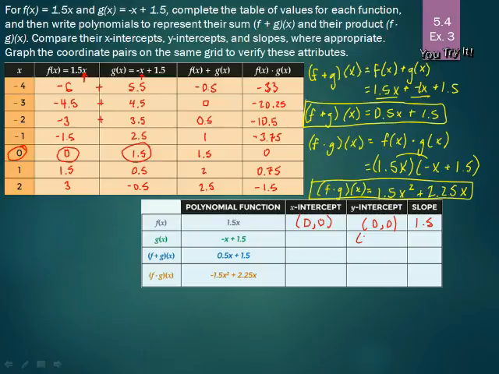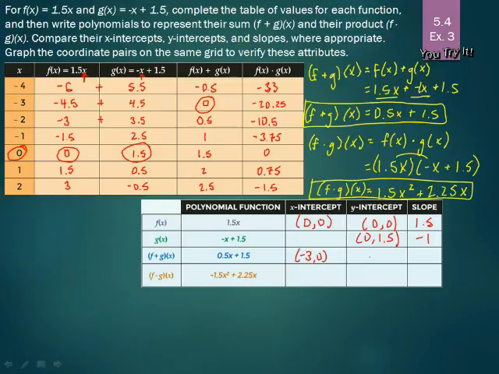So for our y-intercept, we'll have 0, 1 and 5/10. And then for our slope in our function, we see that it's a negative in front of the x. So it's a negative 1 for our slope. And then for f plus g of x, looking at our column, when f of x plus g of x is 0, then x is equal to negative 3. So we have negative 3, 0.